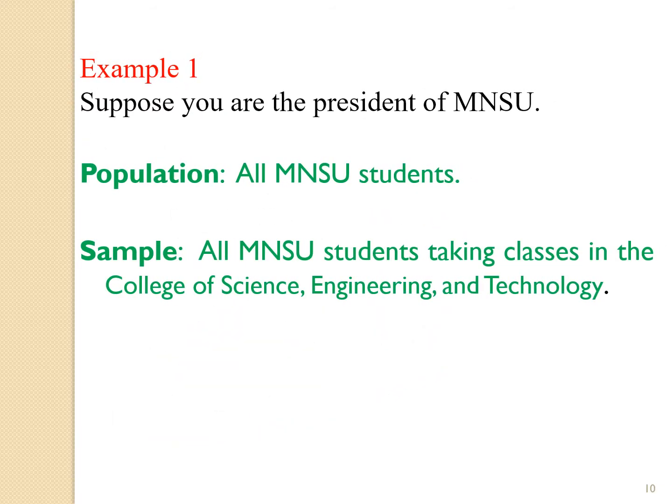This is a simple example. Suppose you are president of MNSU, one of the universities. The population is MNSU students, and the size may be 15,000 or 20,000. The sample is MNSU students taking classes in the College of Engineering and Technology. This is a subset of all MNSU students. So in this study, this is the population and this is the sample.